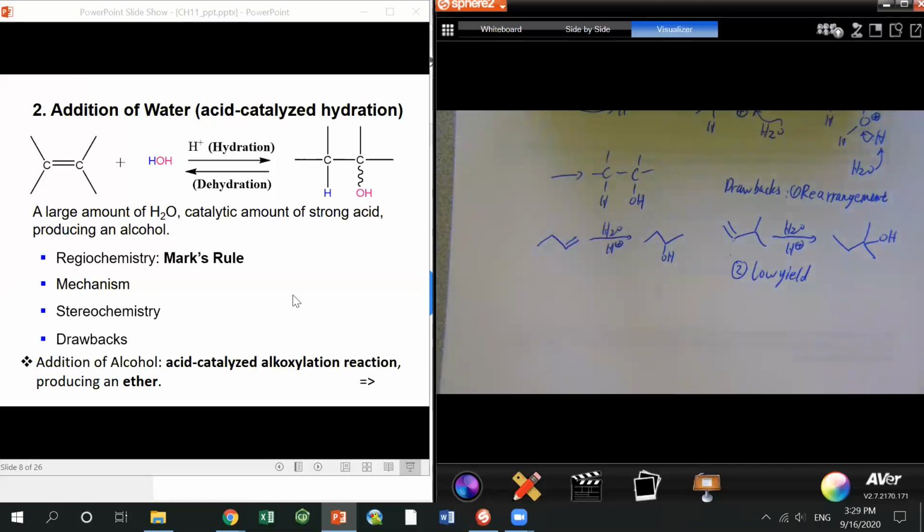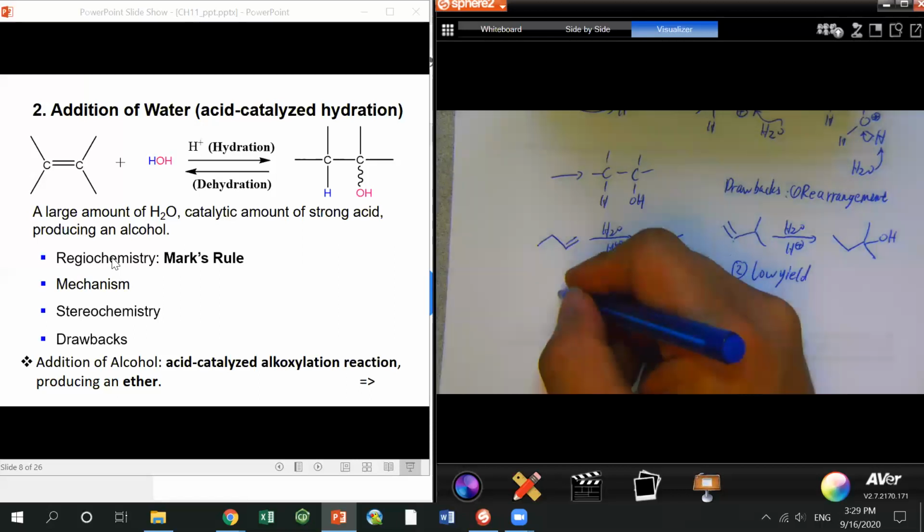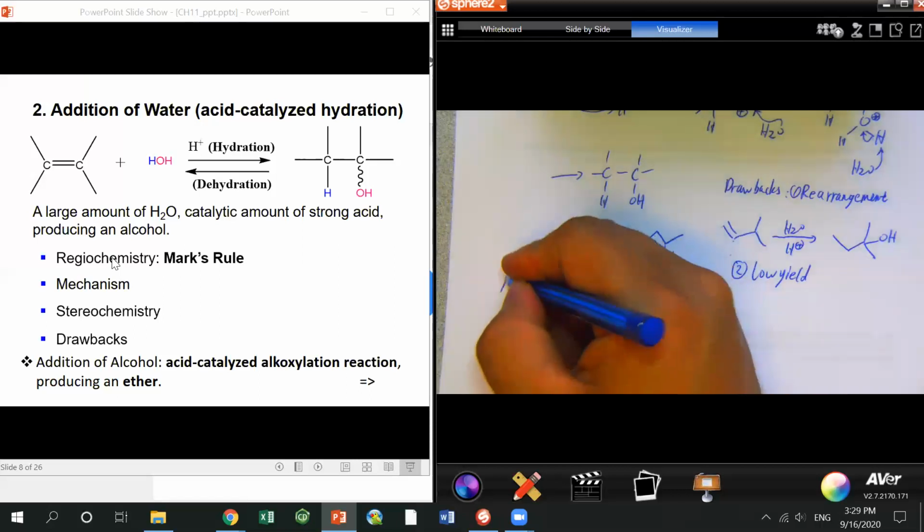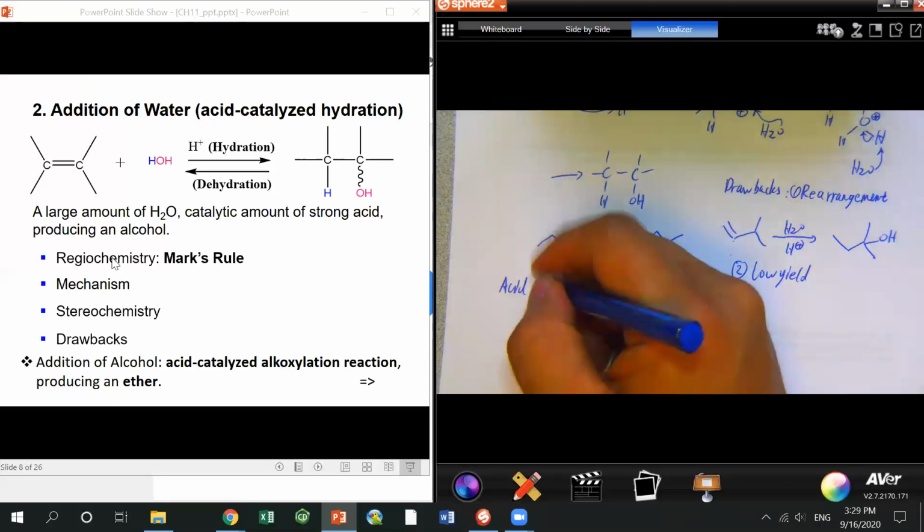Here we use water as a nucleophile. If you use alcohol as a nucleophile, normally just using the alcohol as solvent, you can add an OR group onto the alkene and generate an ether. That's an extension of this reaction, which we call acid-catalyzed alkoxylation.